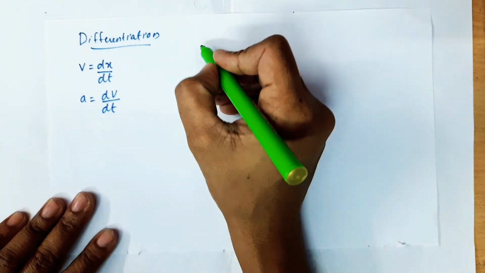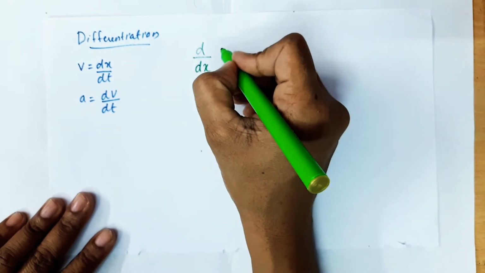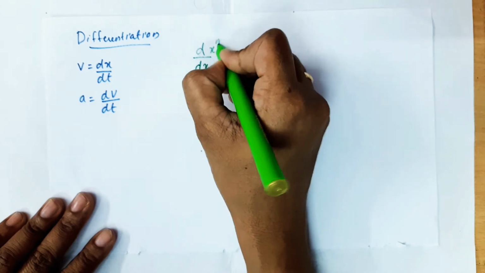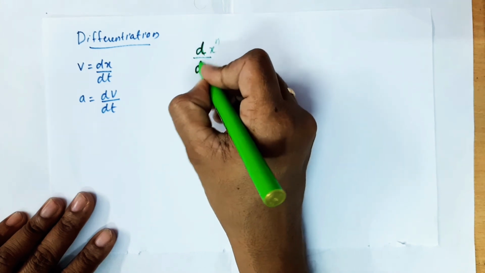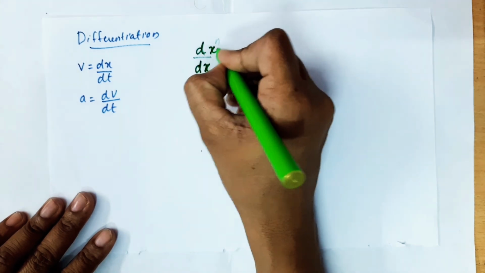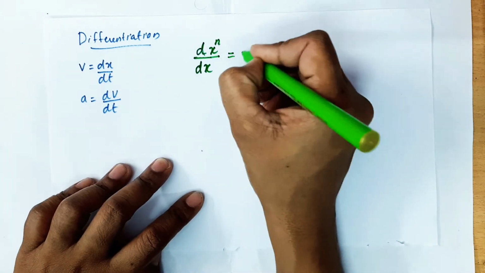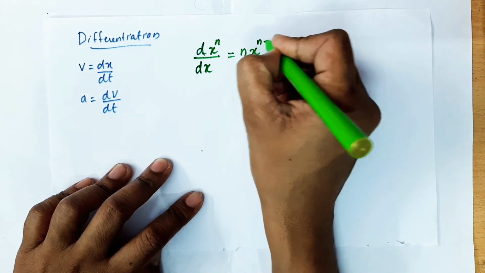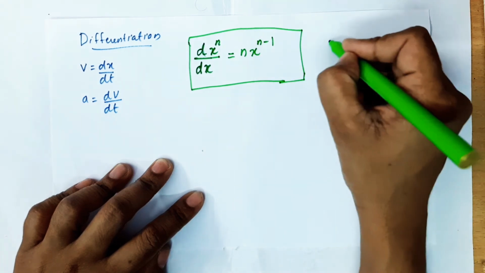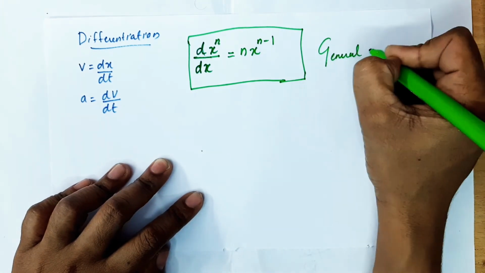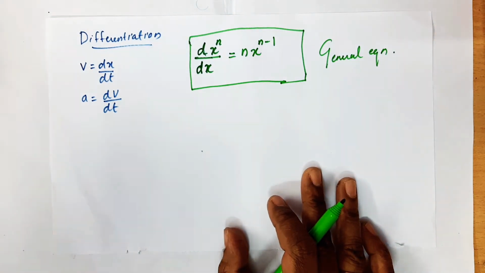Now, I'm going to write an equation: d by dx of x to the power of n. Everybody should remember this equation. Be very careful how I'm reading it. This is the general formula: d by dx of x power n is equal to n x power n minus 1.